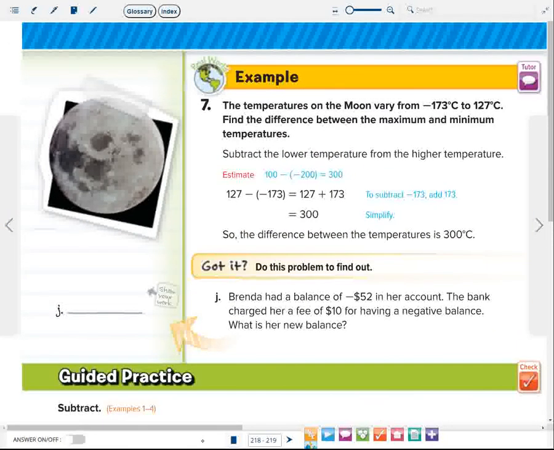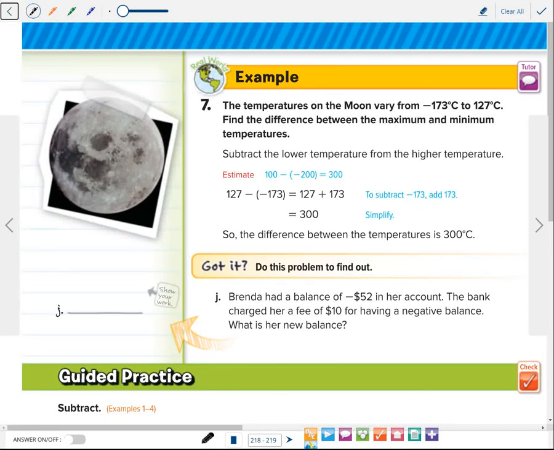The temperatures on the moon vary from negative 173 degrees Celsius to 127 degrees Celsius. Find the difference between the maximum and minimum of the temperatures. Subtract the lower temperature from the higher temperature. Now it says to estimate, and I don't like this example because it gives an estimate of the actual answer. So that would be lucking out.